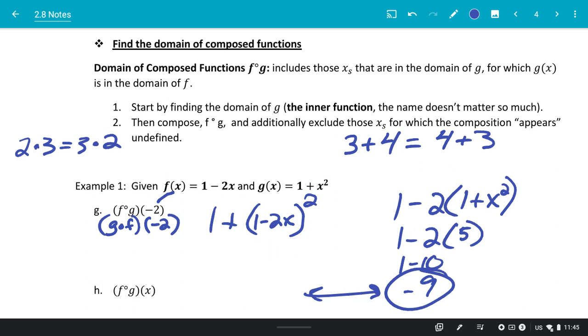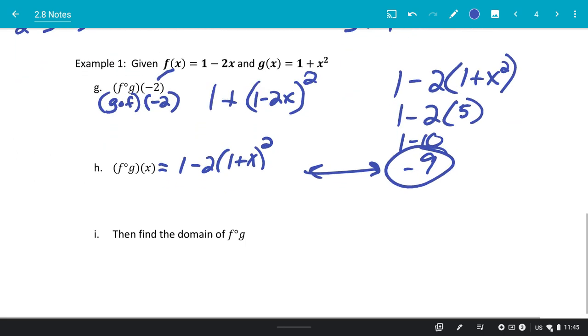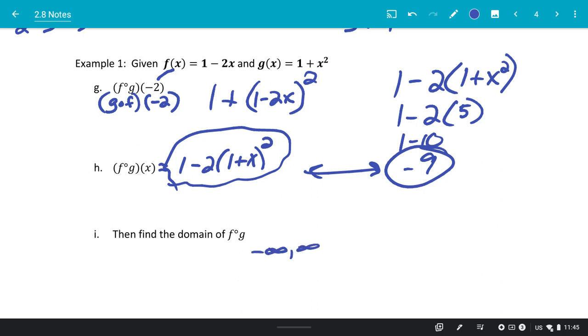Okay, so moving on, what was f of g of x? Well, that was 1 minus 2 times (1 plus x) squared. What's the domain of this function? I can put anything I want in for that x, right? There's no limitations. There's no roots. There's no fractions. Nothing limiting me. So from negative infinity to positive infinity, or all real numbers. Whatever floats your boat.